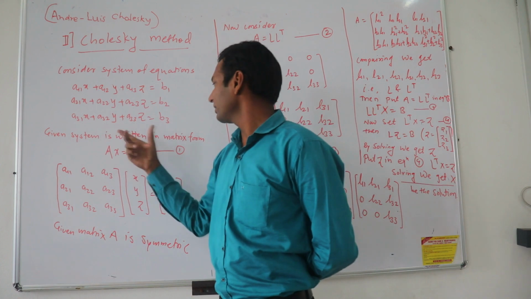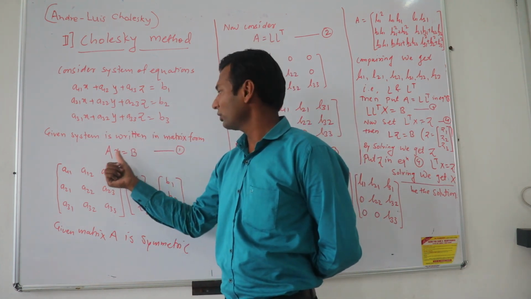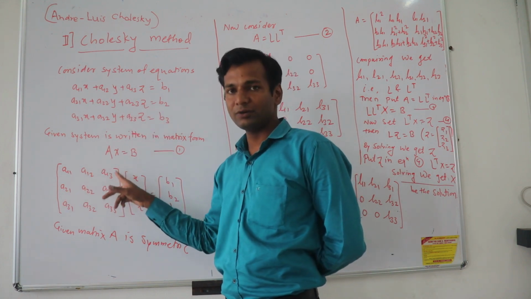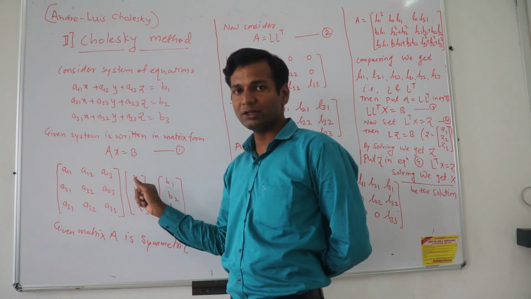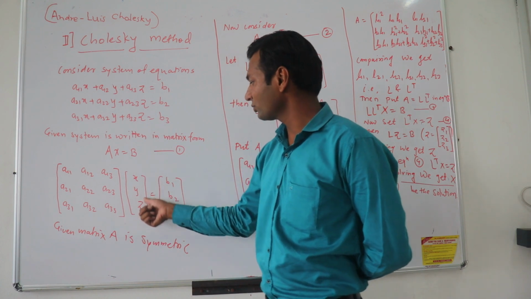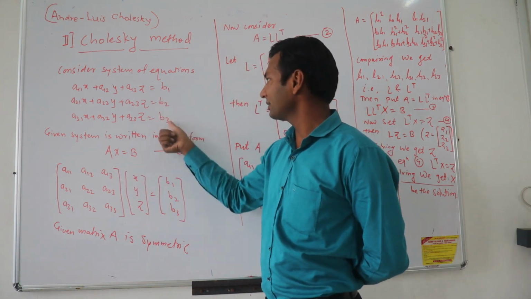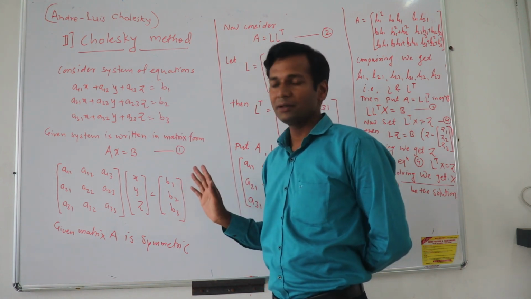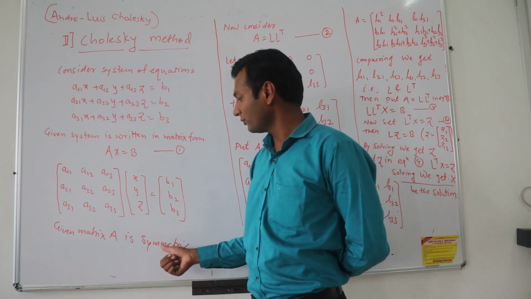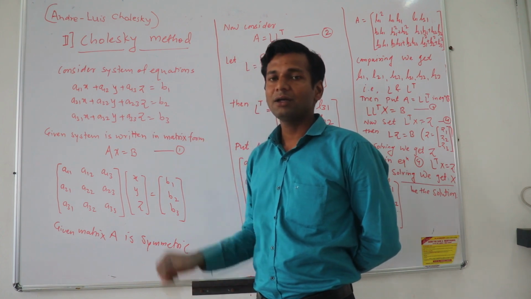So the given system is written in the matrix form Ax = b, as you know. A is the coefficient matrix of x, y, z, that is a11, a12, a13, a21, a22, a23 and a31, a32, a33. X is the matrix of unknowns x, y, z, and B is the matrix of right hand sides b1, b2, b3. The given matrix must be a symmetric matrix. Only when A is symmetric is this method applicable, otherwise it is not applicable.